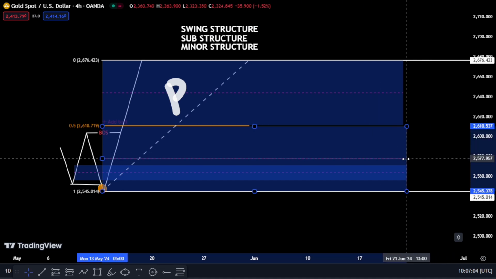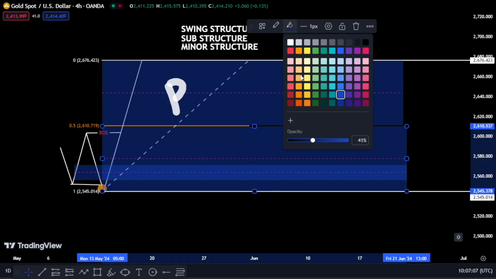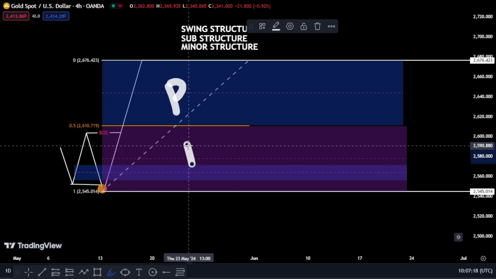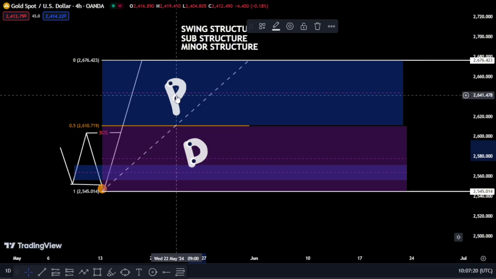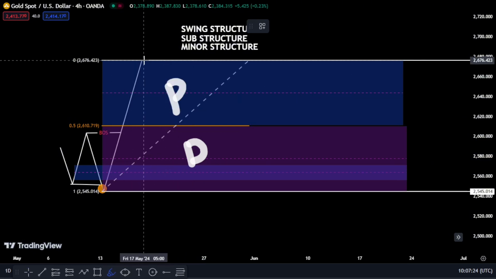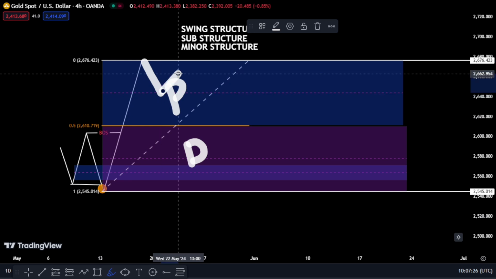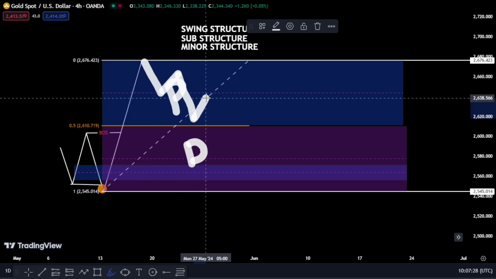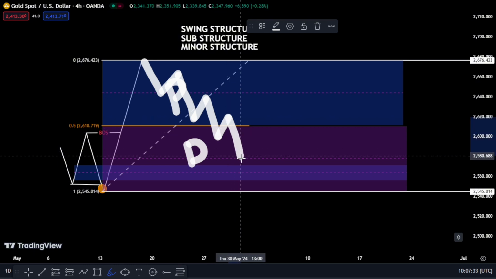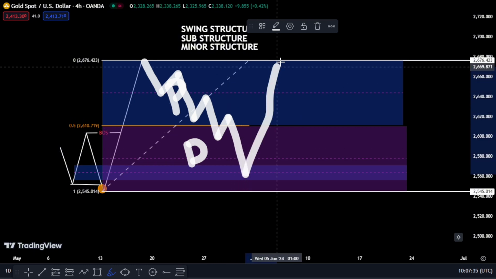So I'm just going to go ahead and change the color a little bit so that there will be a difference. Okay, so we have the premium and then the discounted zone. You don't want to be taking any trade at the premium, so you just have to wait for the market to come here. But some people, because of impatience, can decide to take sells and then wait for the market to come here and then take their buys.